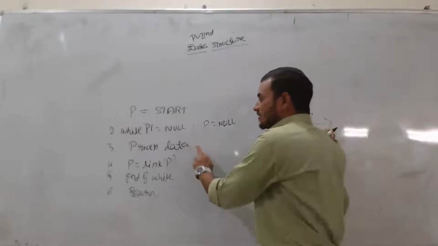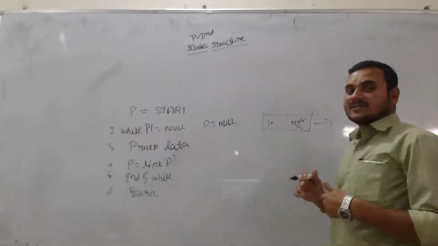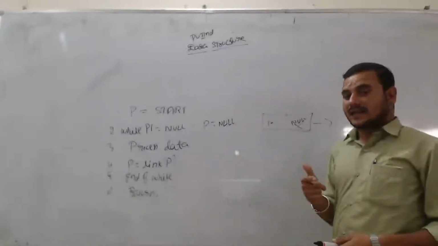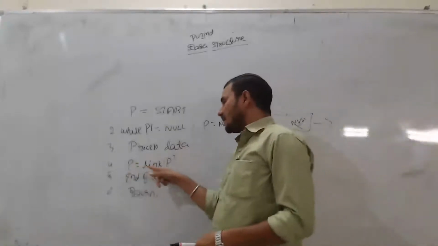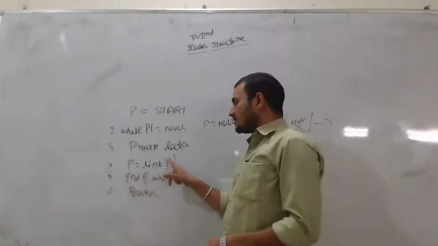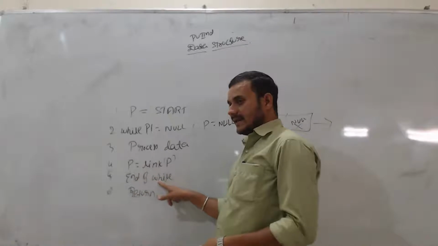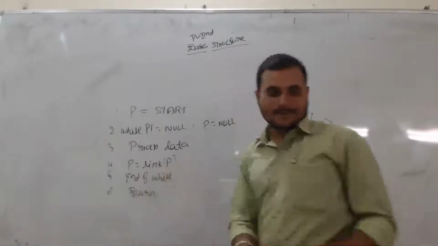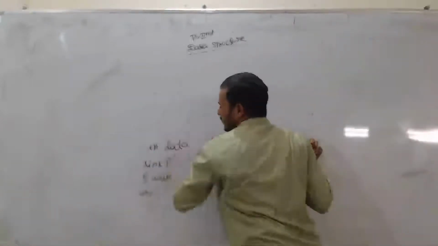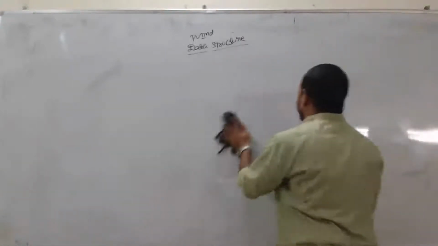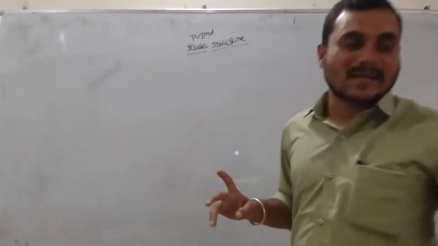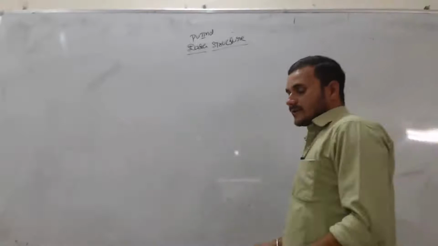Okay. So process the data, and it goes on until the end node is reached. Process the node, then p is equal to link of p. Once it reaches the end, return. So if they ask you to write the algorithm for traversing a linked list, you can write this much only. They may ask two or three more questions.